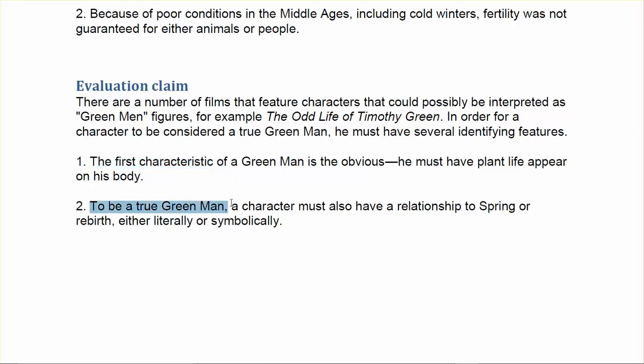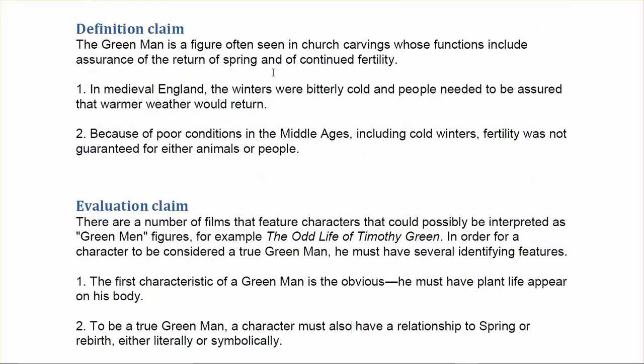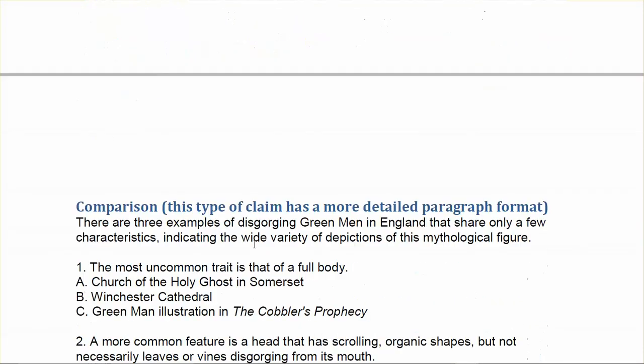To be a true green man, a character must also, there's that nice transition, have a relationship to spring or rebirth, either literally or symbolically. Then I would have to spend time explaining how the character in The Odd Life of Timothy Green does or does not meet that evaluation criteria. All right, so this is a very common sort of claim to make in the arts. And again, for all three of these, the definition, evaluation, and the final one here, the comparison, please review that information in that lecture, Types of Claims, where there's more information on each of these types and, again, more examples.